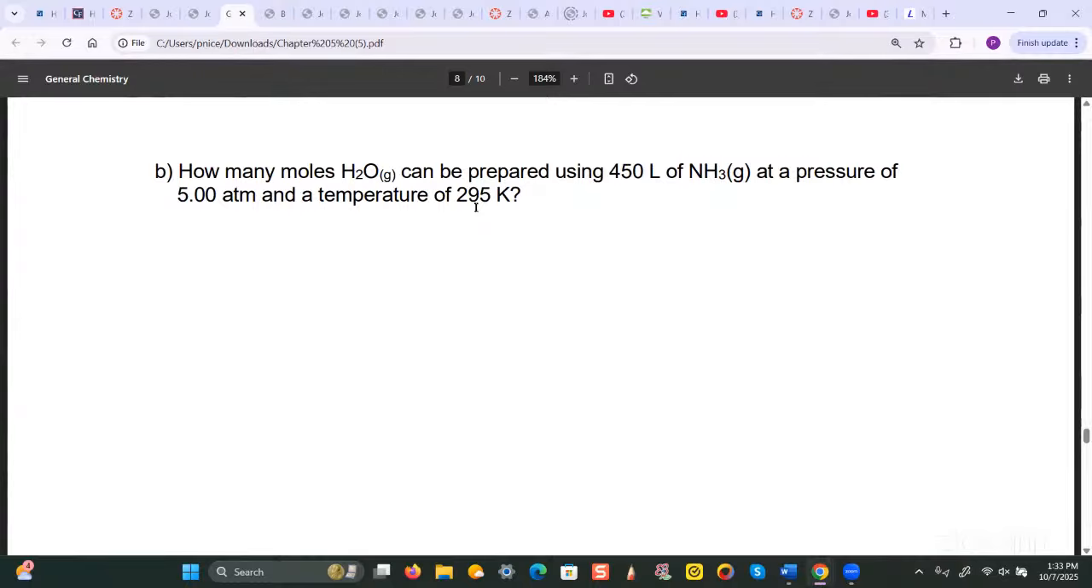They gave you, what did they give you? They gave you the volume of ammonia. They gave you the pressure of ammonia. They gave you the temperature of ammonia. And they're asking for the moles of water, right? So what's the first step in this process? Yes, ma'am. This equation, rearrange it, solve.